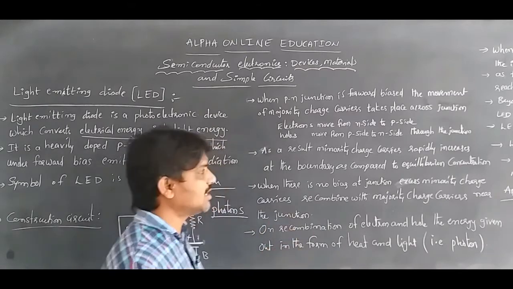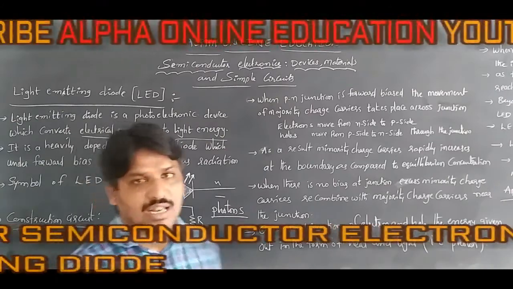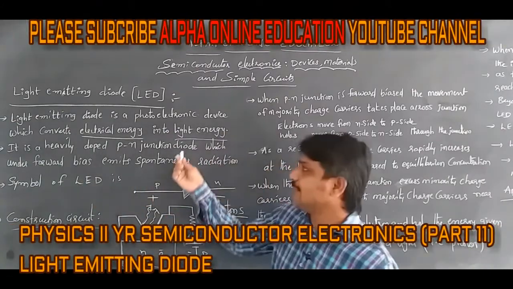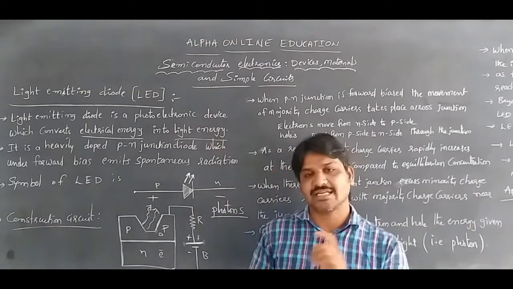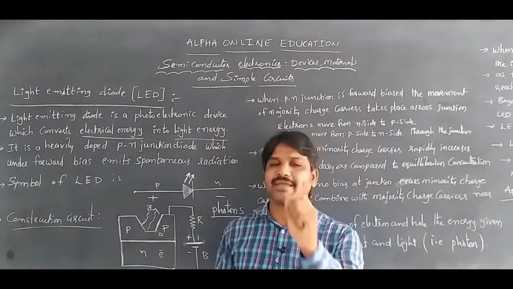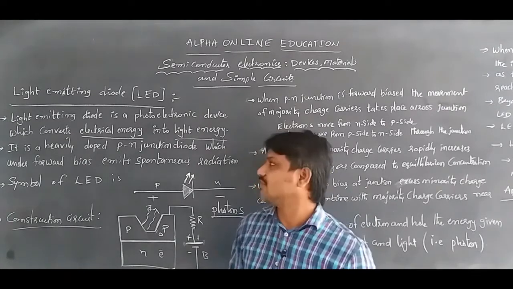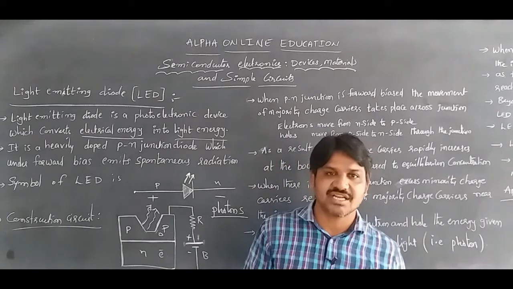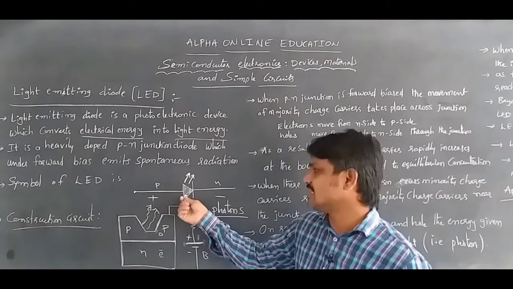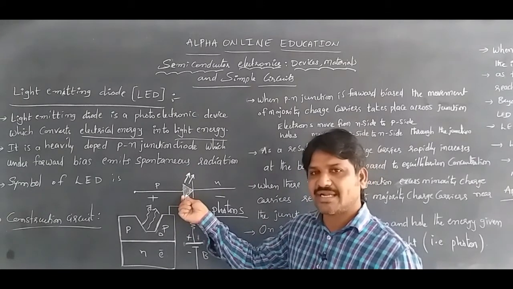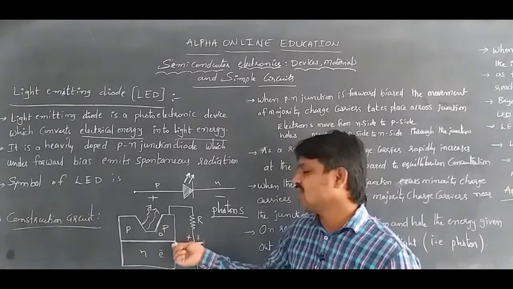This is about the LED. LED means light emitting diode. A light emitting diode is a photoelectronic device which converts electrical energy into light energy. It is a heavily doped PN junction diode which emits spontaneous radiation whenever it is forward biased. This is the symbol of a light emitting diode, and this is the construction circuit for the light emitting diode.